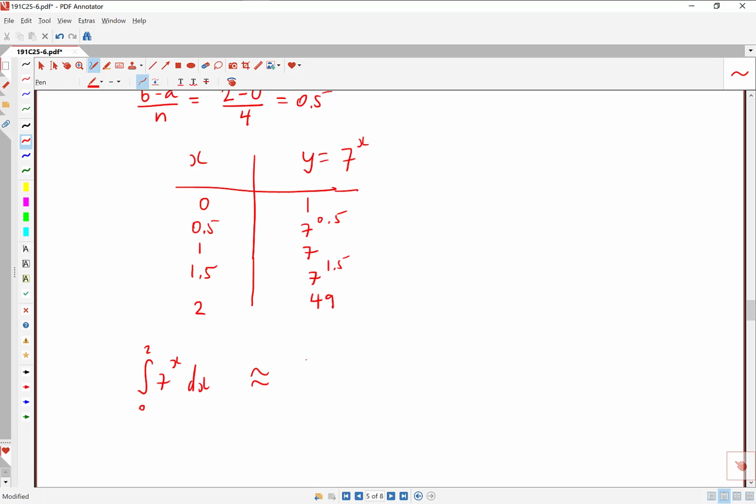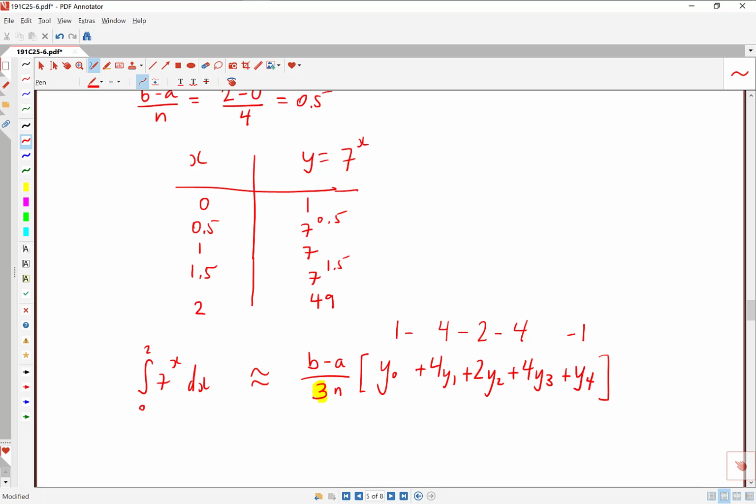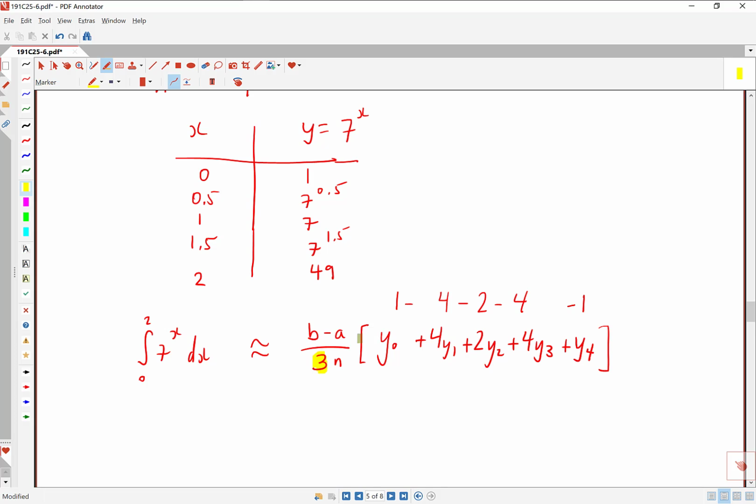Formula looks a little different now. It's now b minus a over 3n. So we'll want to be aware of that 3. And then in the square brackets, we have a slightly different pattern for the coefficients. The first and the last y values get coefficient 1. And then in the interior, it alternates 4, 2, and the second last one will be a 4. So if we write this down the way it's written in Simpson's rule, y0 plus 4y1 plus 2y2 plus 4y3 plus y4. So the pattern of the coefficients is important here.